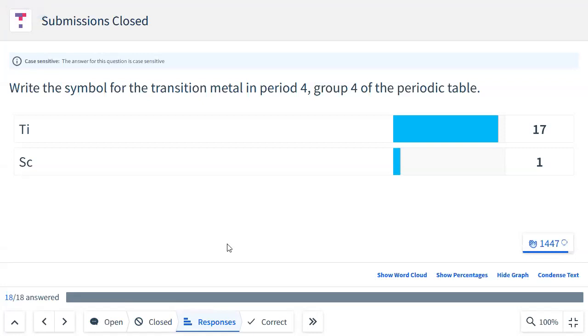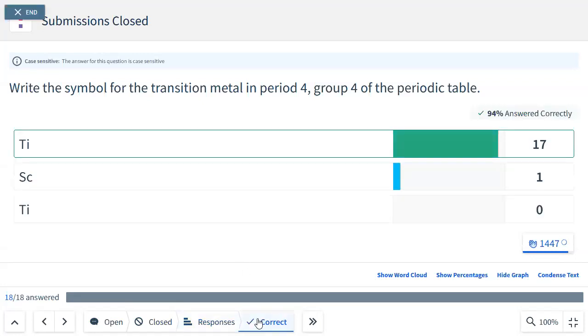All right, better this time. 17 of you are correct. Period 4 would be row number 4. Group 4, column 4. Again, you just kind of follow it along. That would be titanium, Ti.